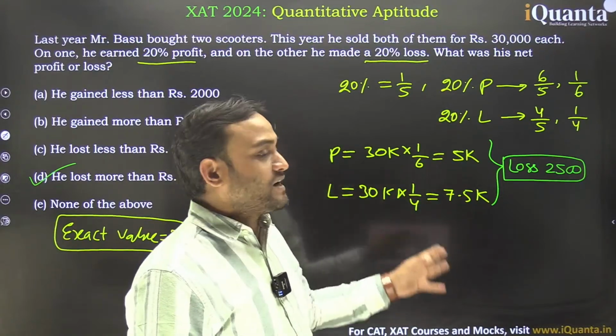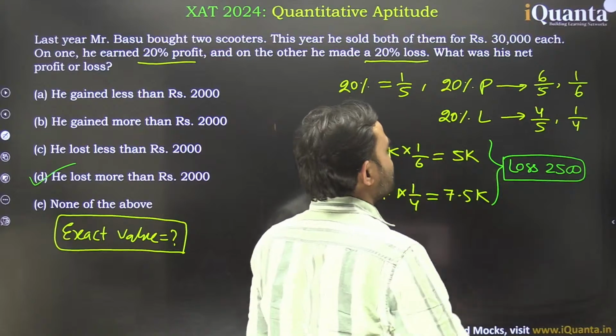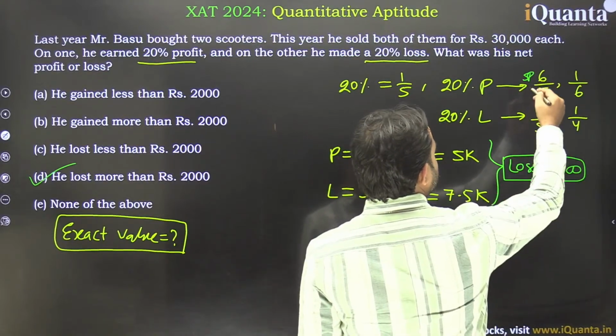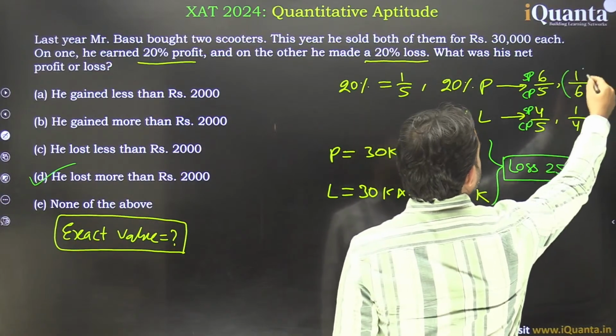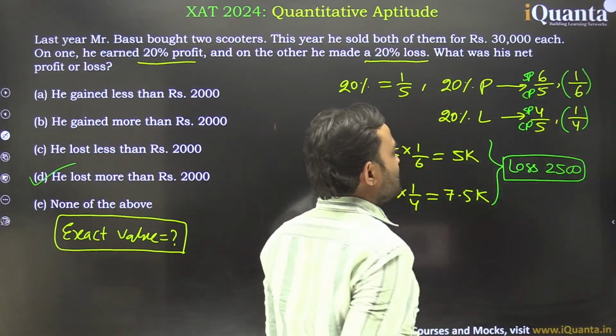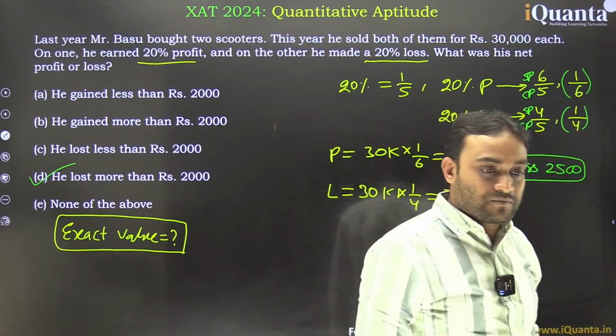Alright, we can directly find the profit. Did you understand this method that I used there? This is SP, this is CP, this is SP, this is CP. The difference is profit, the difference is loss. Difference is 1, 6 is the selling price. Difference is 1, 4 is the selling price.